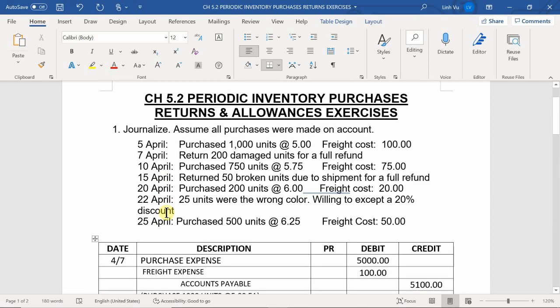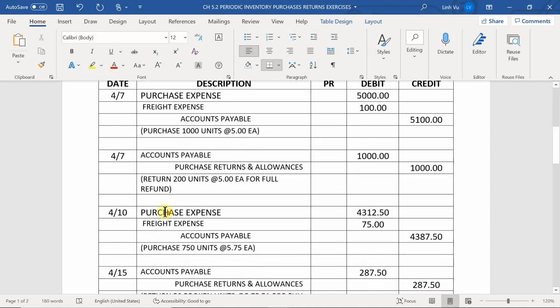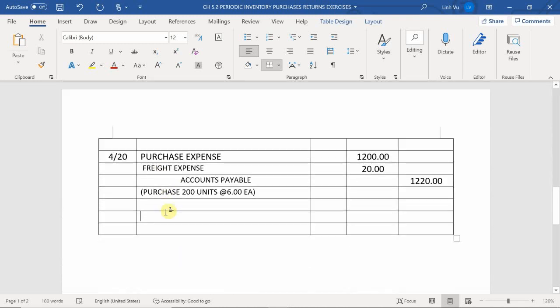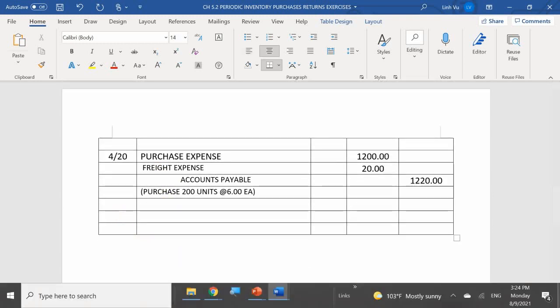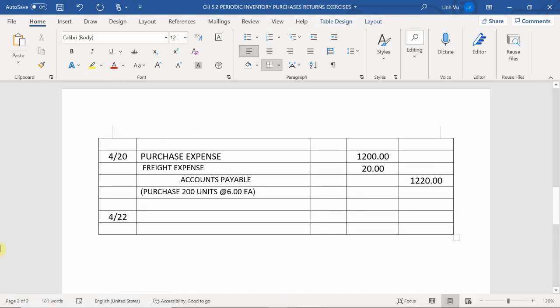Then on April 22nd, 25 of those units were the wrong color, and you were willing to accept a 20% discount. So you originally purchased them in a certain color, and 25 of them were the wrong shipment, so they're going to offer you a 20% discount because you can still sell those cups. They're just a different color. How are you going to journalize this transaction?